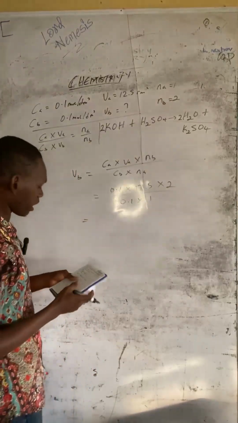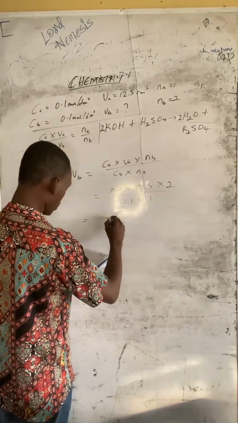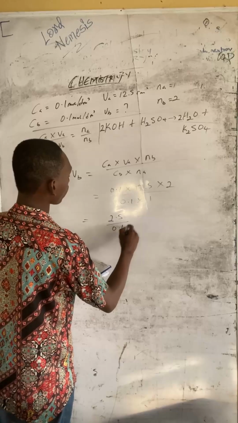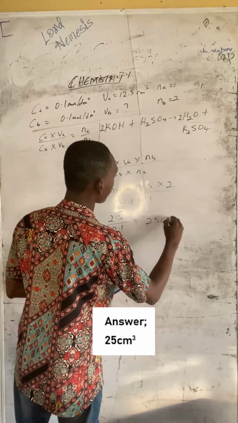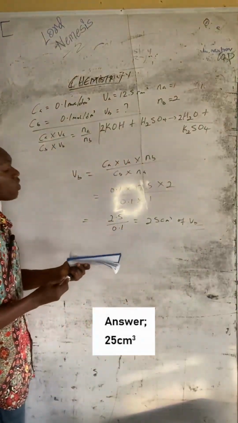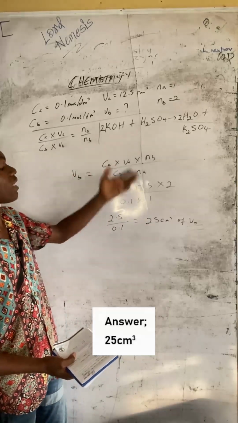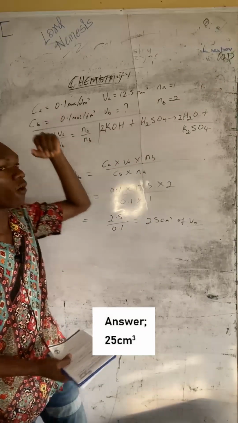I can simply do that here. 0.1 times 12.5 times 2 gives us 2.5 all over 0.1, and our final answer will be 25 cm cube of the volume of base. So what this is simply saying is that we will need 25 cm cube of our base in order to neutralize 12.5 cm cube of the acid.